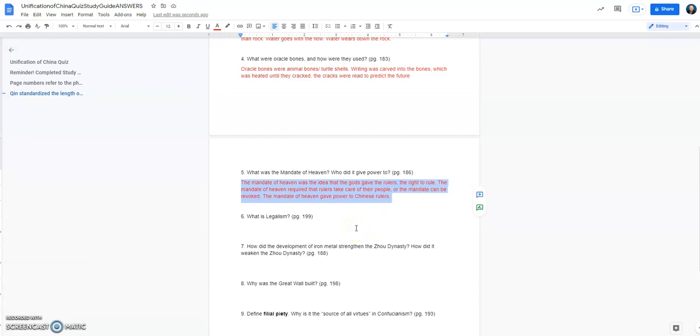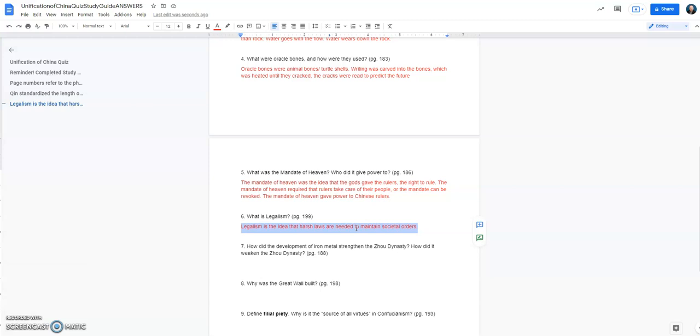Question number 6, what is legalism? Legalism is an idea that you need harsh laws and punishments to maintain societal order. So basically it was the idea that, in order to keep society running harmoniously, running peacefully without a lot of chaos and crime and crazy stuff happening, you need to have really strong laws, make it very clear what people can do and what people can't do, very strong, harsh laws with harsh, strong punishments so that it's very clear what you can do and can't do.